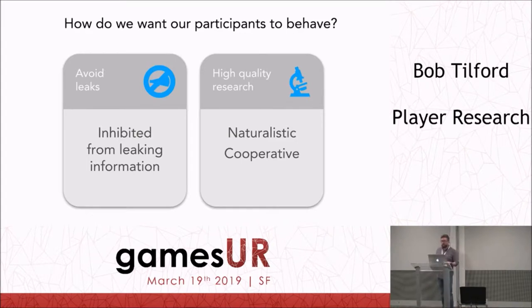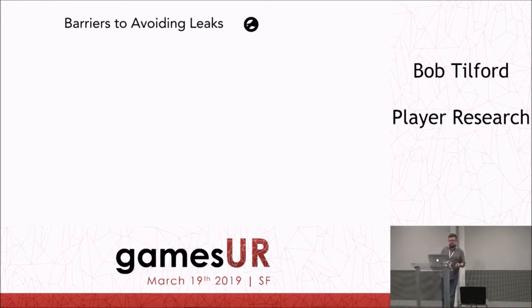So I'm going to argue that by attending to the type of rapport we establish with participants, we can encourage these behaviors and thereby do better research while avoiding or reducing the likelihood that we get people leaking information. So let's have a look at what can get in the way of achieving these behavioral goals from our participants. So what can get in the way of our sort of high-level goal of avoiding leaks?